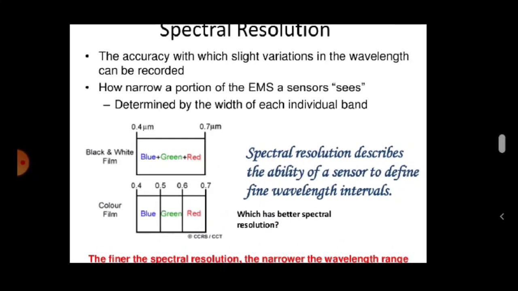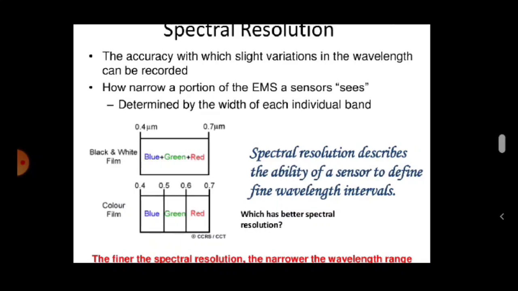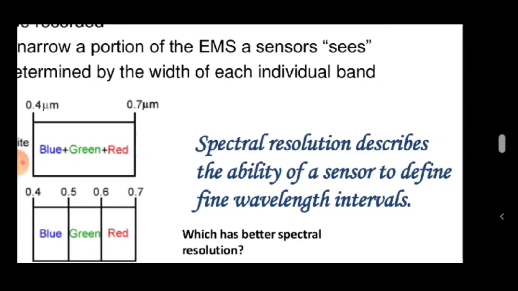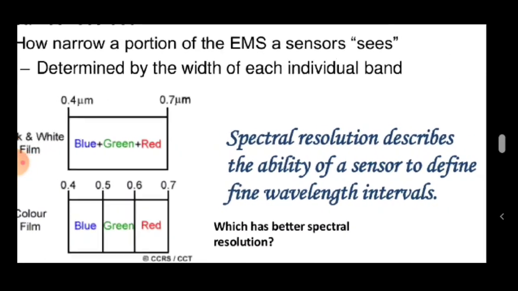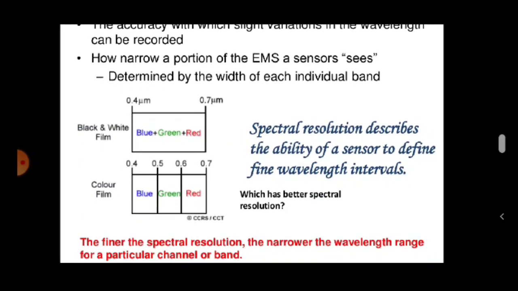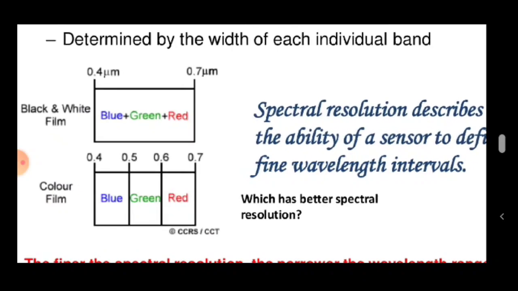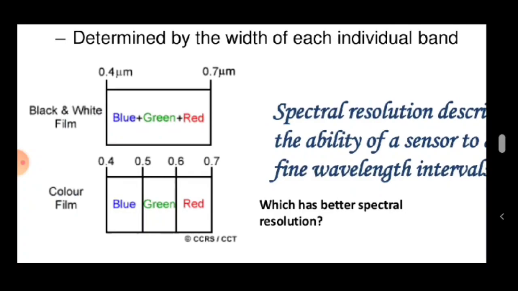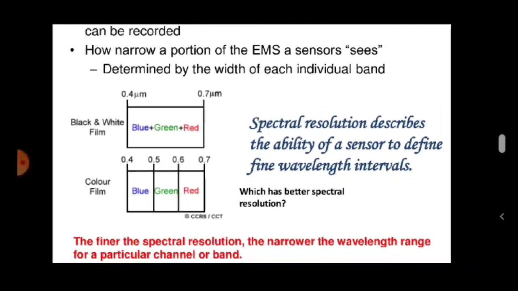And also, the finer the spectral resolution, the narrower the wavelength ranges, as I told you earlier. Finally, we can say that spectral resolution describes the ability of a sensor to define fine wavelength intervals. Which has the finer spectral resolution, black and white film or color film?